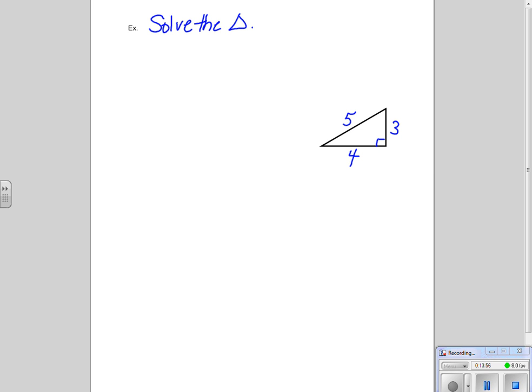So I have sides A, B, and C. So I have little side A, it's 3. I have little side C, it's 5. And I have little side B, it's 4. So I have those 3 lengths. I'm going to just write them down.